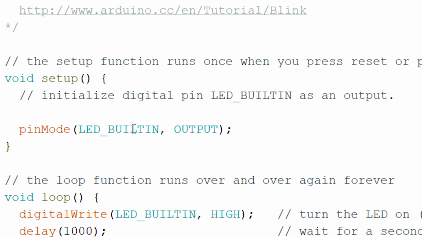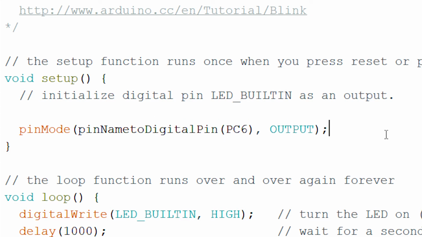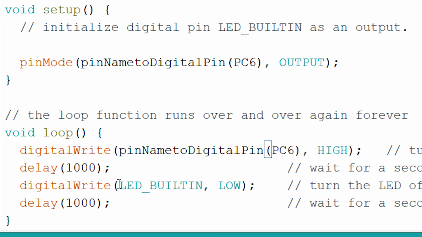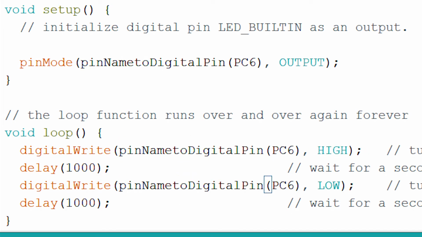Anyway, for this to work, you just need to type pinNameToDigitalPin(PC6), and that would be the proper PC6 pin. So pinMode, we make the pin an output, of course, and then in the loop, when we write high and write low, we also need to change that. So I'm just going to copy paste this to the first one and the second one. Good. Now we have a program that sets PC6 to an output, and then in the loop it sets it high, waits a second, and sets it low.